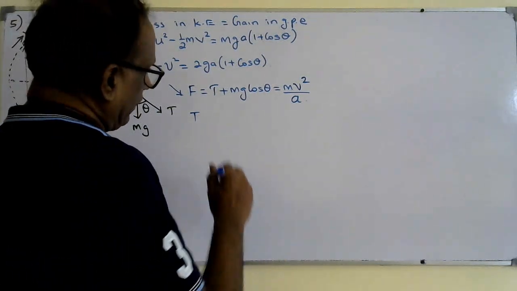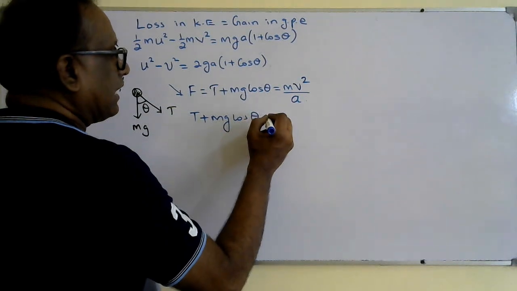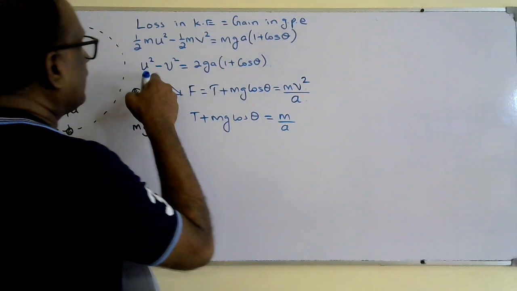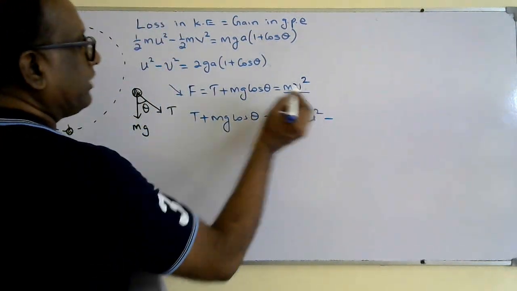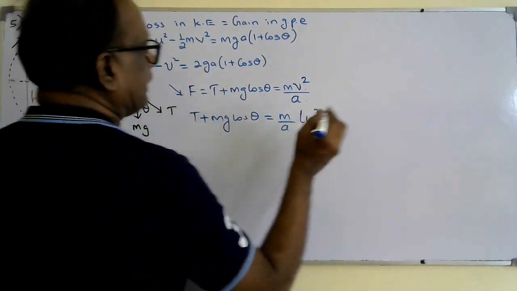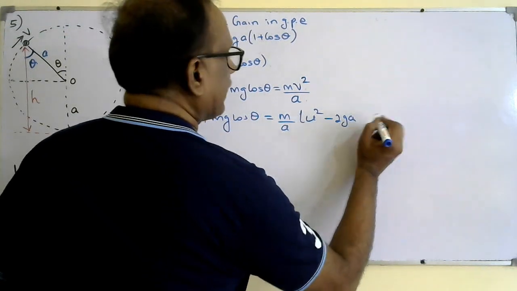They are saying T is 0, so I'll substitute: T plus mg cos theta equals m over a times v squared. And for v squared, we can substitute u squared minus 2ga minus 2ga cos theta.